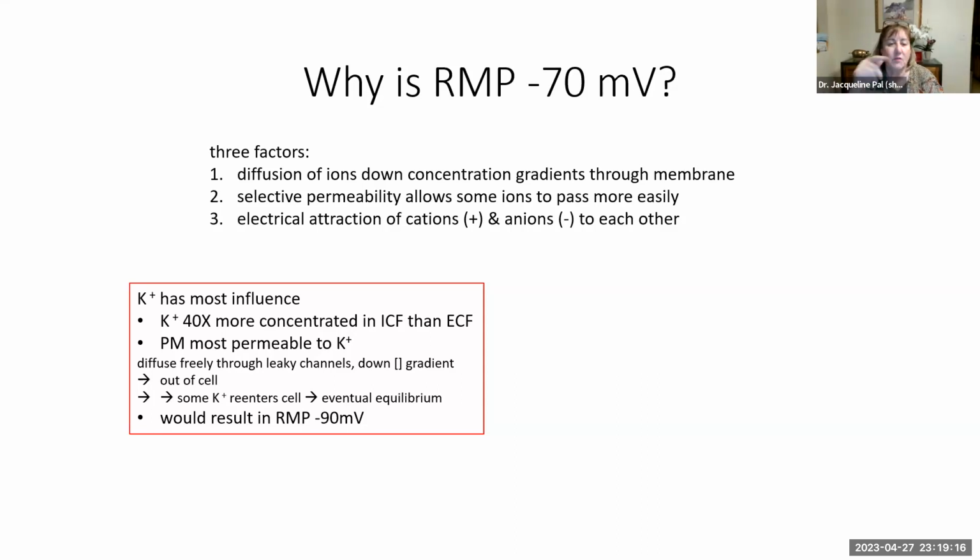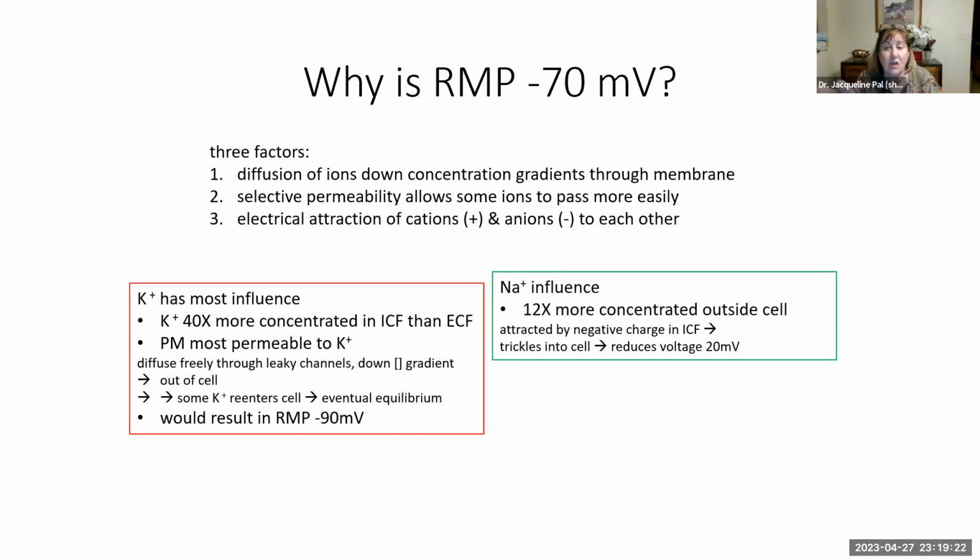And so the biggest influence to get it from -90 to -70 is sodium, where, as you know, the vast majority of the sodium is outside the cell, and it's being attracted to the inside of the cell because of that negativity inside the cell. But as opposed to having freely leakable channels where millions of potassium ions can travel per second, only thousands of sodium ions can travel per second. So it's a mere trickle in comparison. And so it only reduces the voltage by 20 millivolts, bringing it up to almost -70.